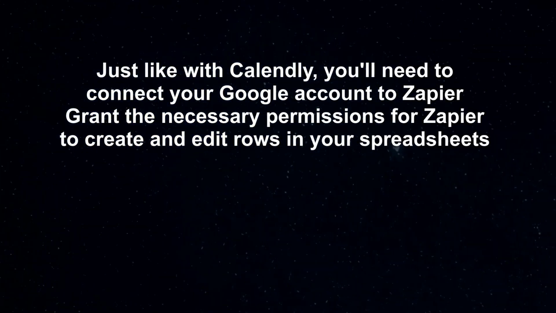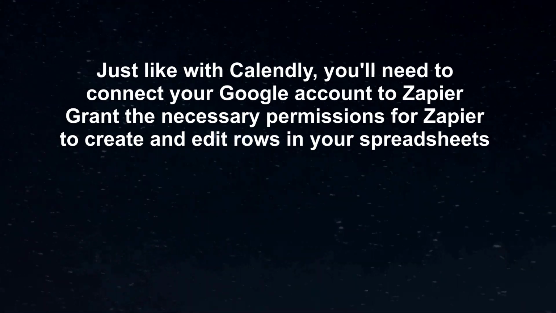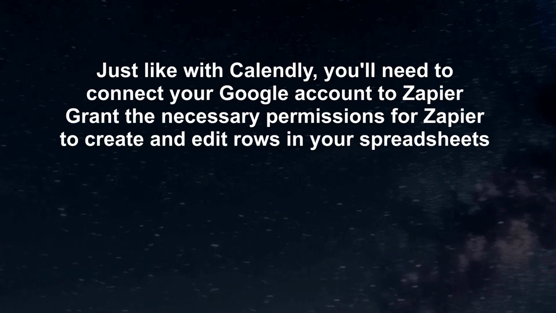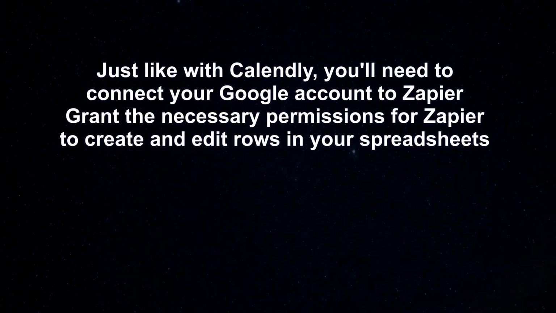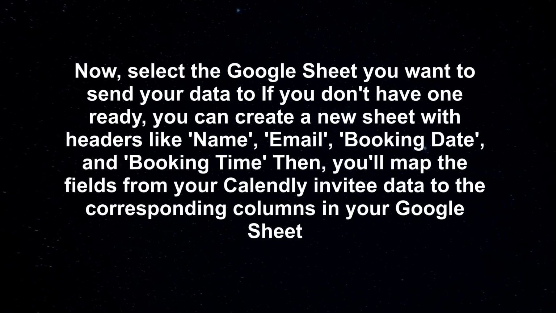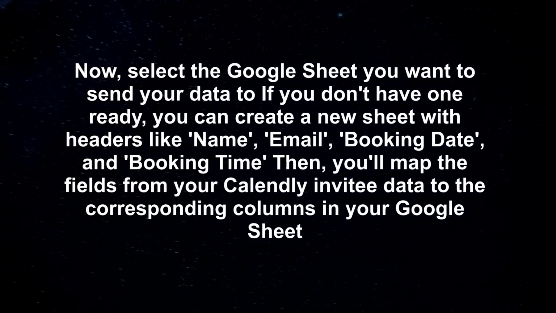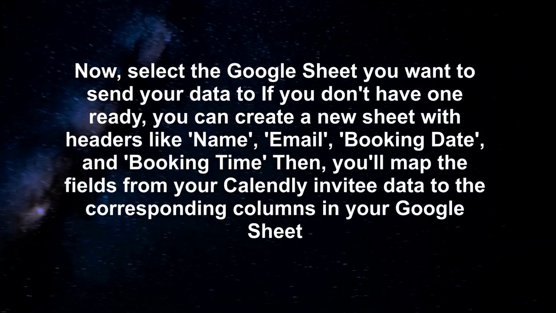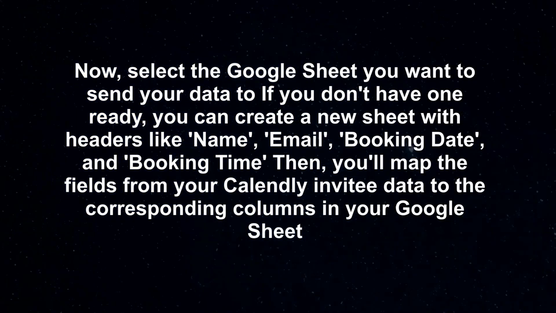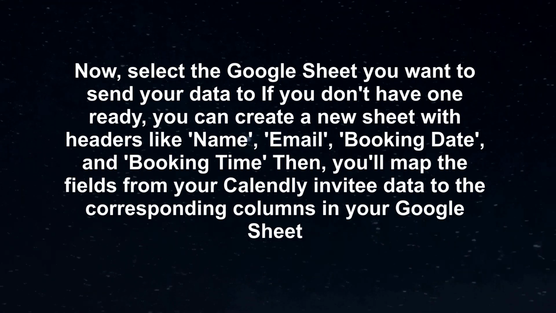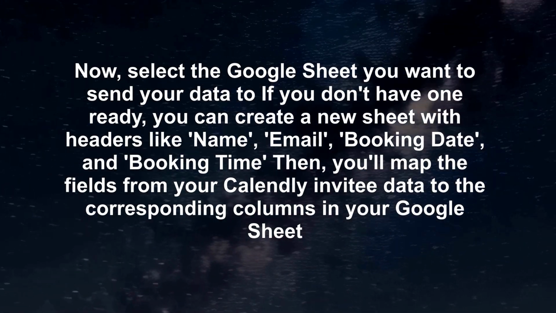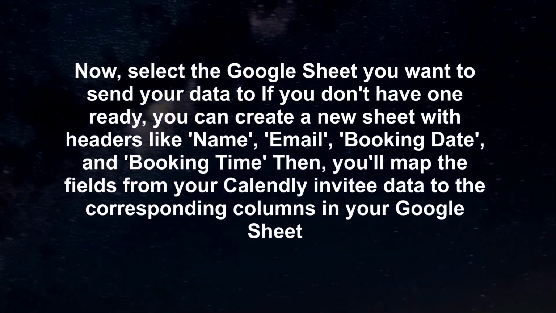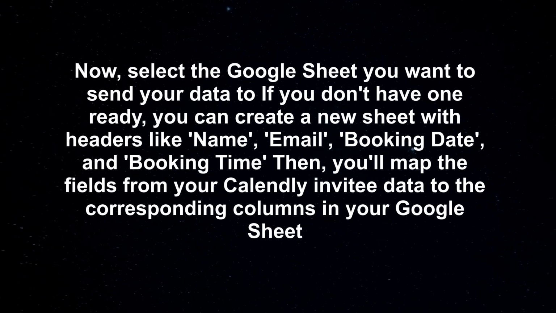Just like with Calendly, you'll need to connect your Google account to Zapier. Grant the necessary permissions for Zapier to create and edit rows in your spreadsheets. Now select the Google Sheet you want to send your data to. If you don't have one ready, you can create a new sheet with headers like name, email, booking date, and booking time.